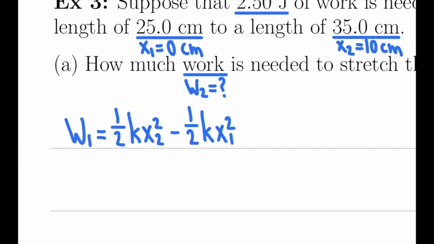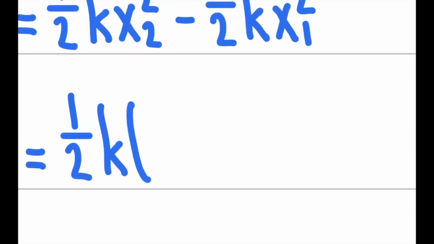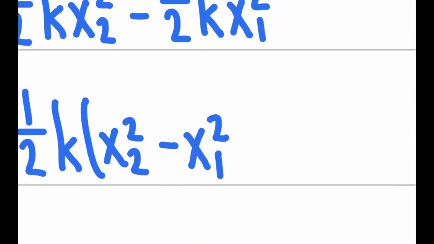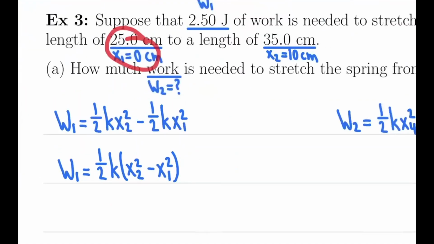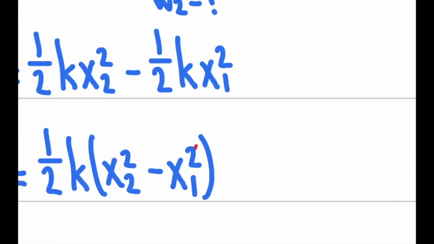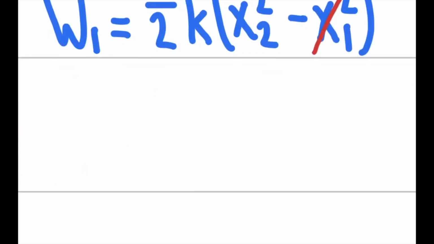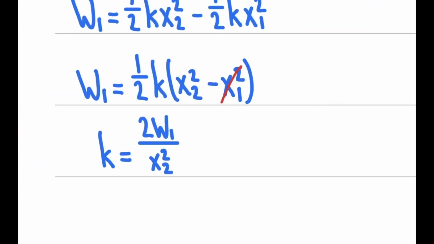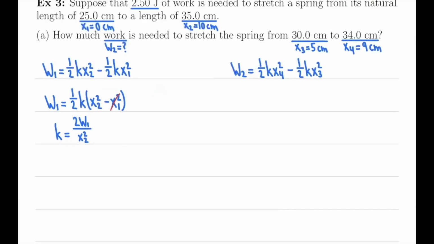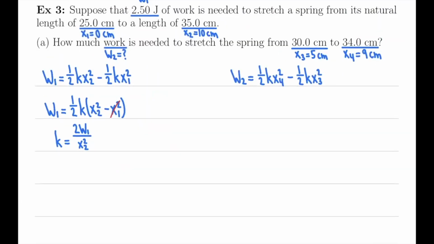What I'm going to do to find k is let's factor out 1 half k. And you're going to be left with x2 squared minus x1 squared. And x1 is actually 0, so let's just cancel that out. And to find k, I'm going to multiply both sides by 2 and divide by x2 squared. I'm going to plug stuff in because k is a number you use a lot for these problems. So I don't want to leave it in variables because I'm going to eventually need that number later.